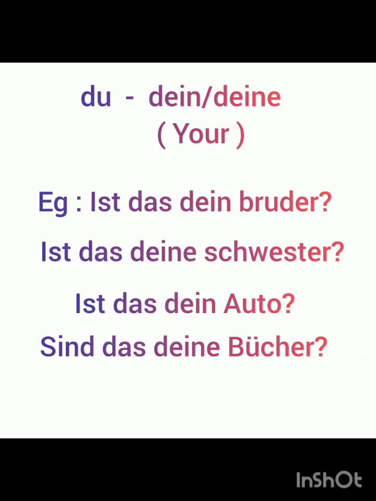Possessive pronoun of du is dein or deine, which means your. For example, ist das dein Bruder, which means is that your brother. Bruder is masculine, so here dein comes. Next one is ist das deine Schwester, which means is that your sister. Schwester is feminine, so here we use deine.